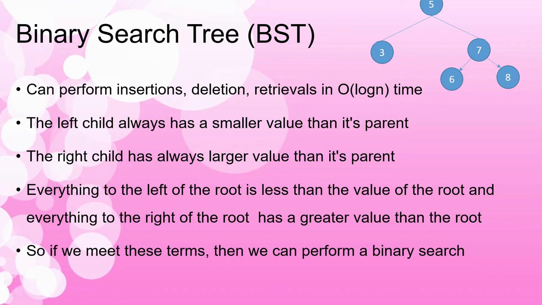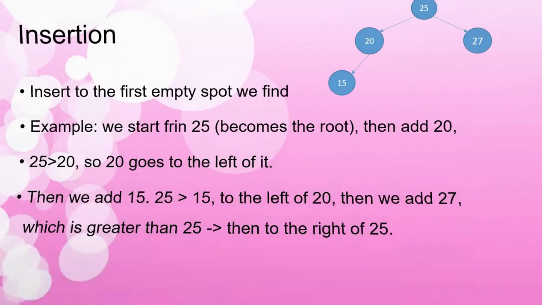As you can see here, the 7 has a larger value than the 5, and the 8 has a larger value than the 7 and the 5. Everything to the left of the root is less than the value of the root, and everything to the right of the root has a greater value than the root. So if we meet these terms, then we can perform a binary search.